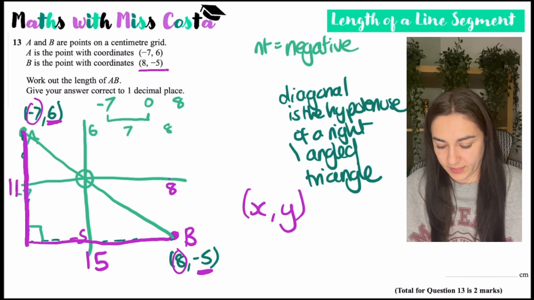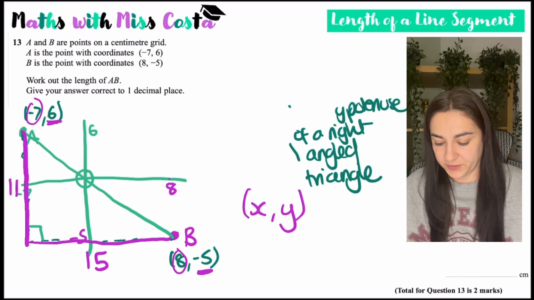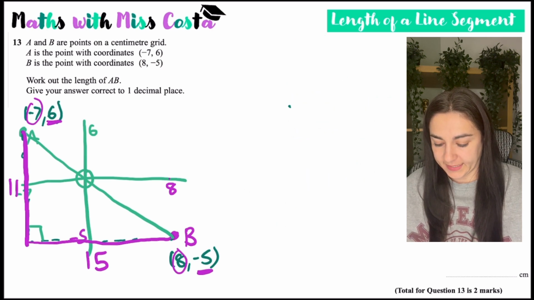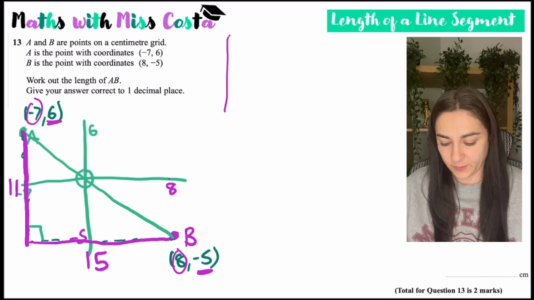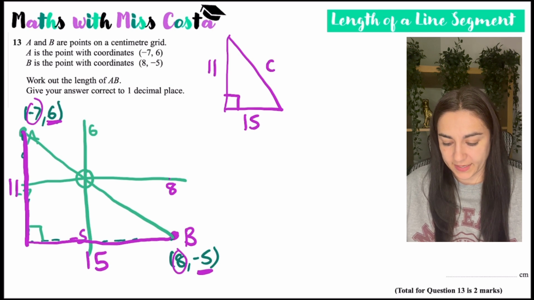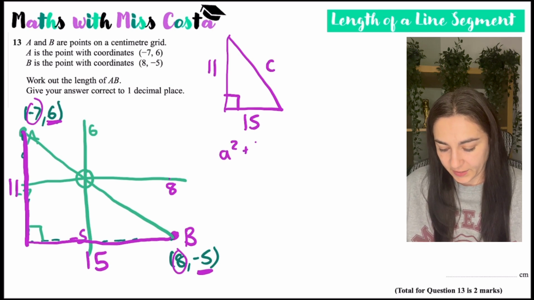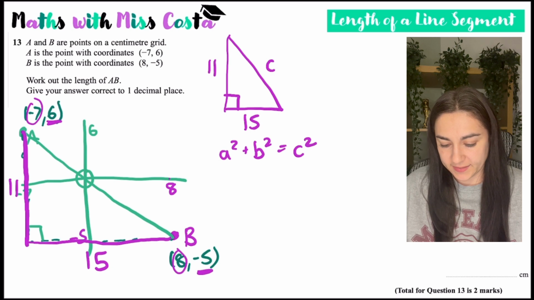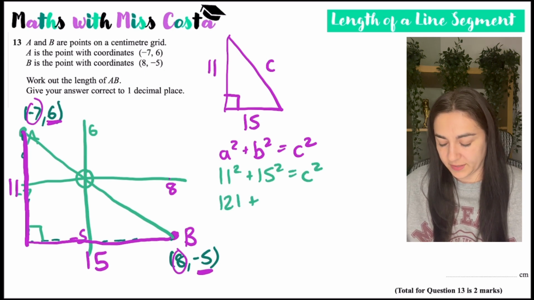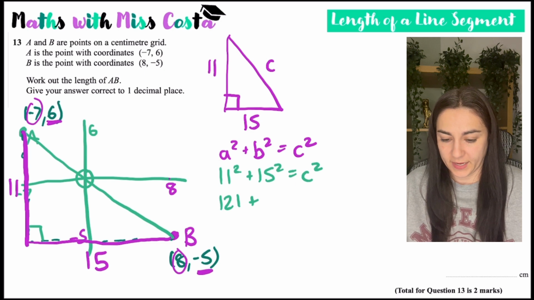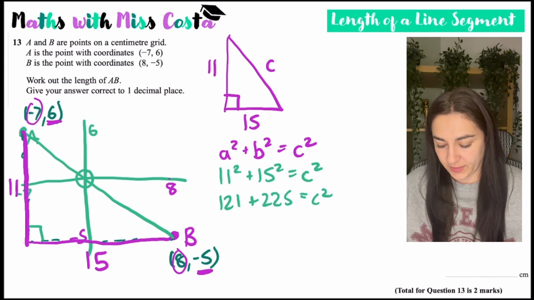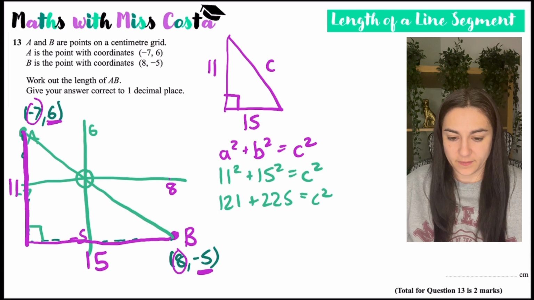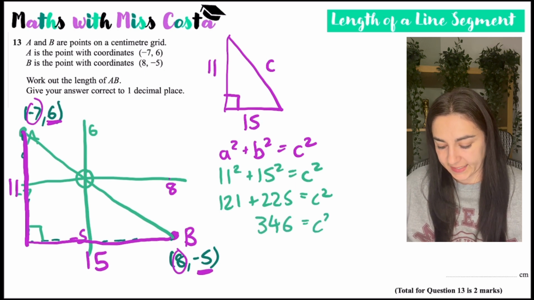So what would we do if we are using Pythagoras? Well, we just create this right angle triangle. Pythagoras' theorem states that a squared plus b squared equals c squared. And a and b are always your two shorter sides. So I know this is going to be c. So a squared plus b squared equals c squared. I substitute the values in. 11 squared plus 15 squared equals c squared. I can work that out. So 121 plus 15 squared is 225 equals c squared. Add them together would give you 346 is c squared.